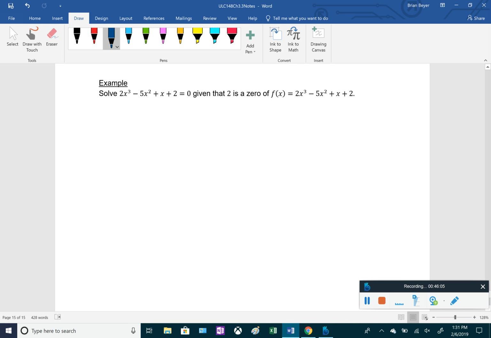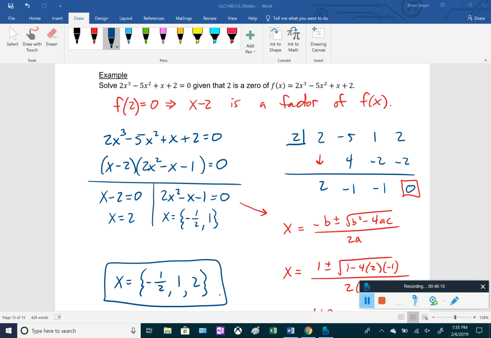Okay, so for this last one, I'll fill it out, pause the video, and then when I unpause it, it'll be filled out for you guys, and then you can check your answer if you want. And here's the final answer here. So if f of 2 equals 0, which was told to us, that means that x minus 2 is a factor of f of x.